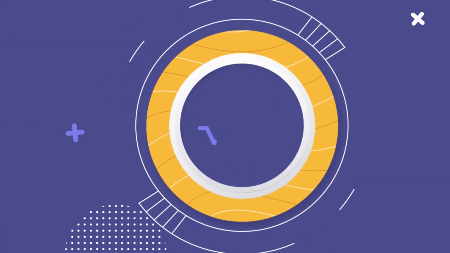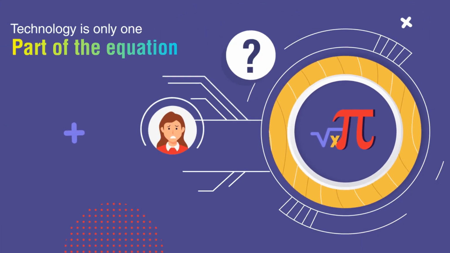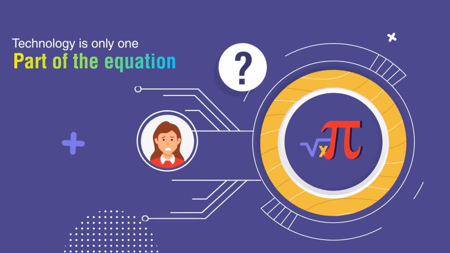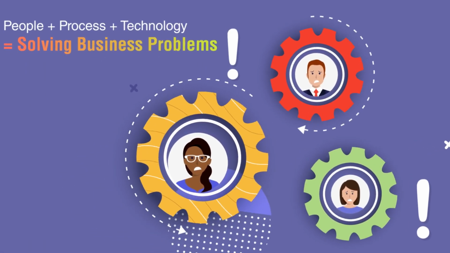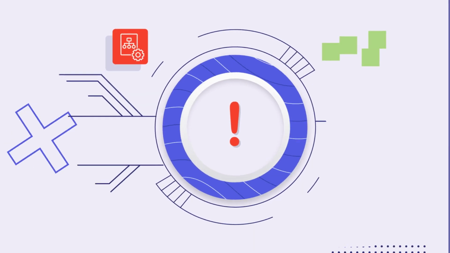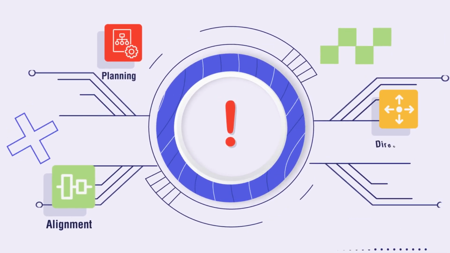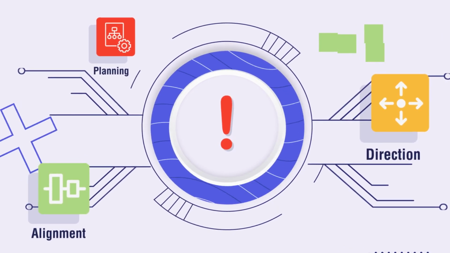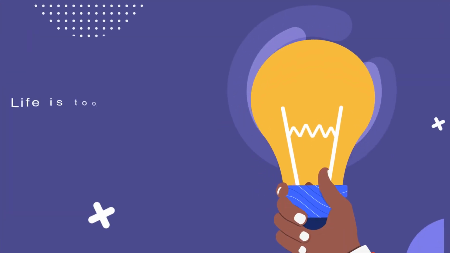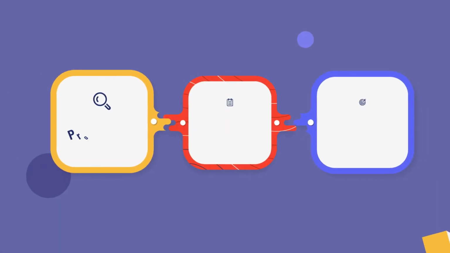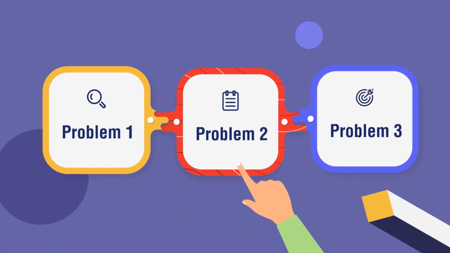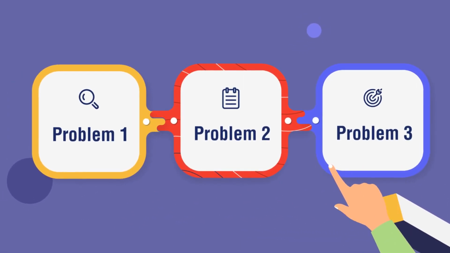problem. They did not realize that technology is only one part of the equation, and for solving the business problems, people and processes are critical too. The main reasons for these failed digital solution implementations are the lack of alignment, direction, and planning. Life is too short for another failed digital solution project. Step back, identify the problem, and create a plan for a successful resolution.